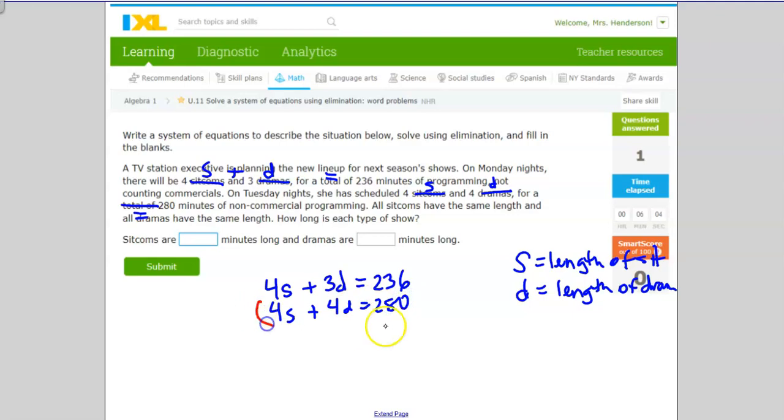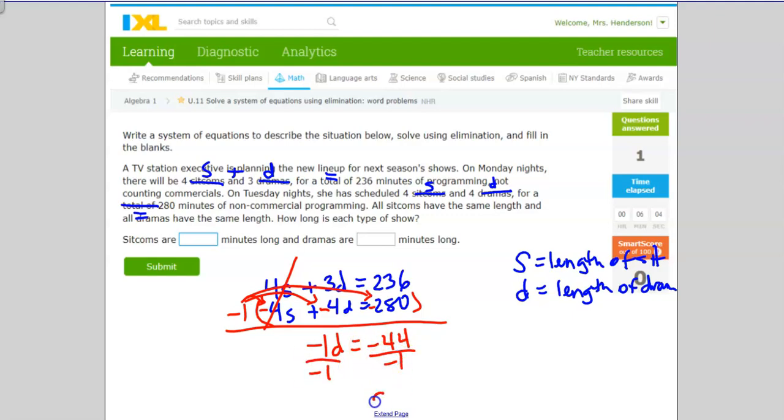So maybe this time you want to multiply the bottom by -1, so you can cancel out those s's. So this would be a -4. When I distribute, this would be a -4, and this would be a -280. So I would get -1d equals 236 minus 280, gives me -44. So I divide by -1, and I get that the drama is 44 minutes long.